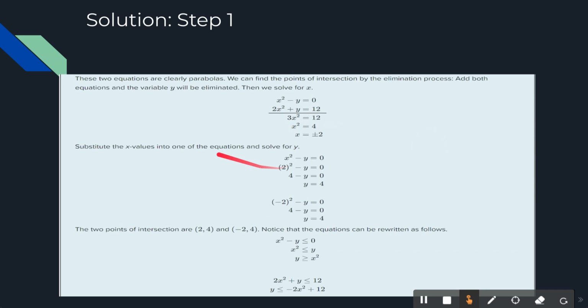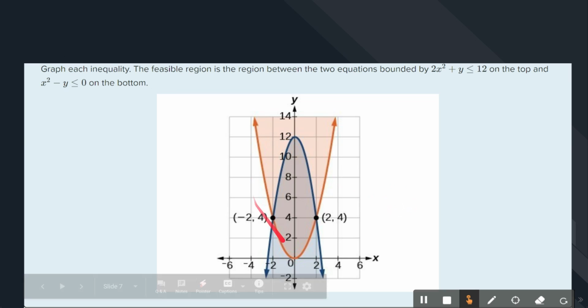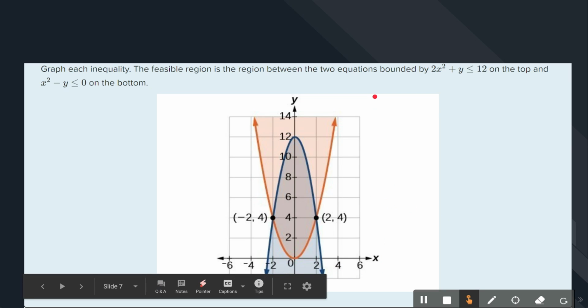So essentially, this is what I did right now. I treated these two as equations and not inequalities, found where they intersected, found the x coordinates and their corresponding y coordinates, and I graphed them out. All right. And yeah, I shaded the region that satisfies the inequality.